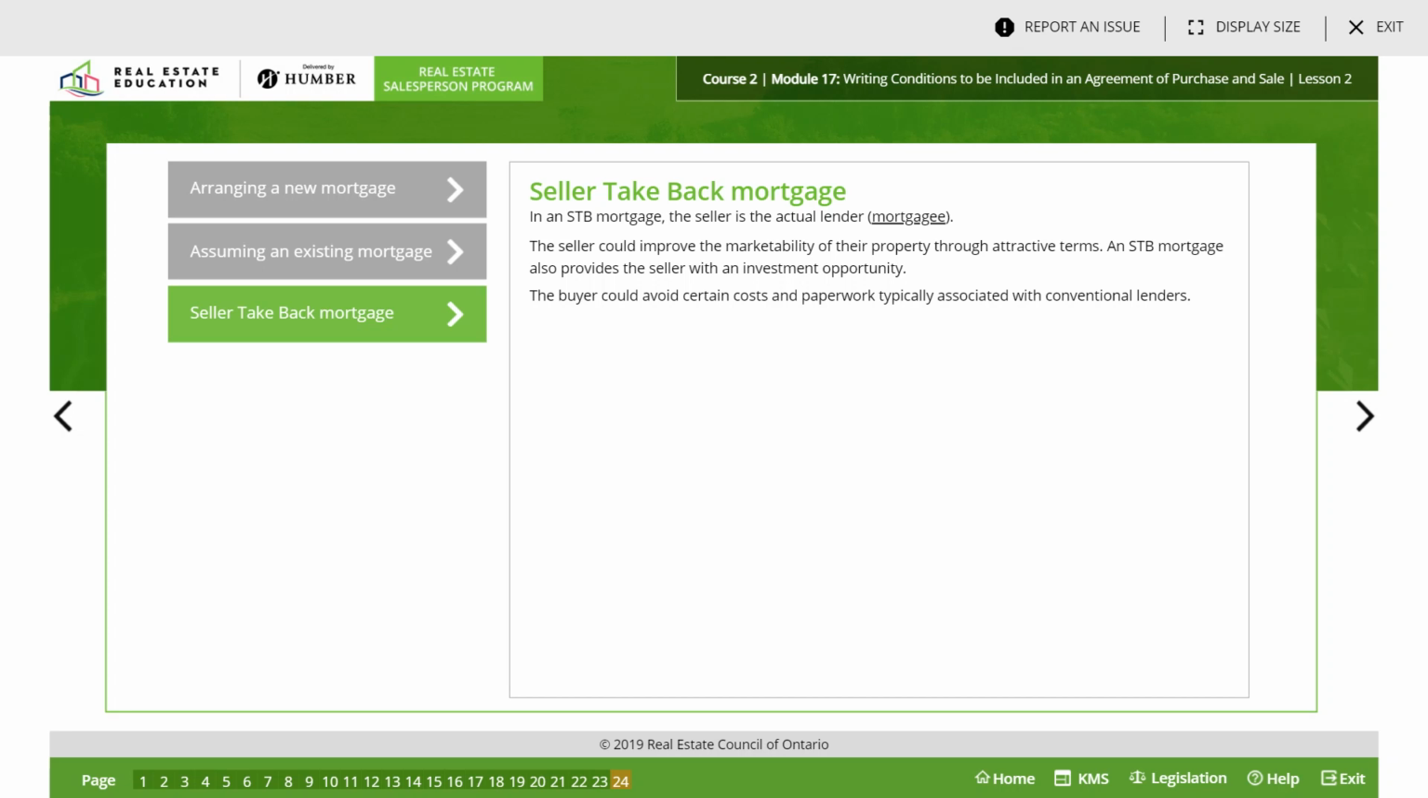Seller take back mortgage. In a STB mortgage, the seller is the actual lender, mortgagee. I hope I say that's right. The seller could improve the marketability of their property through attractive terms. An STB mortgage also provides the seller with an investment opportunity. The buyer could avoid certain costs and paperwork typically associated with conventional lenders.